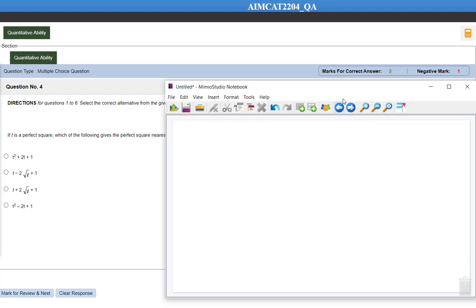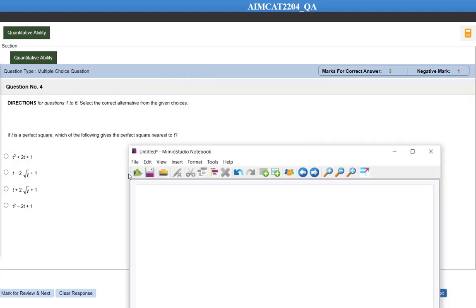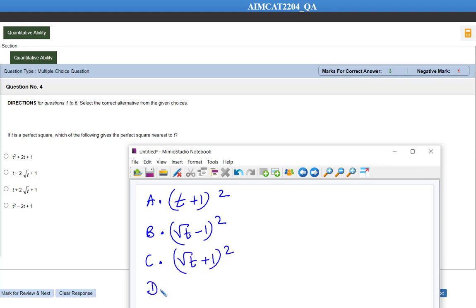So over here, look here, option A is equivalent to (t plus 1) square. Option B is equivalent to (root t minus 1) square. Option C is equivalent to (root t plus 1) square. And option D is equivalent to (t minus 1) square.